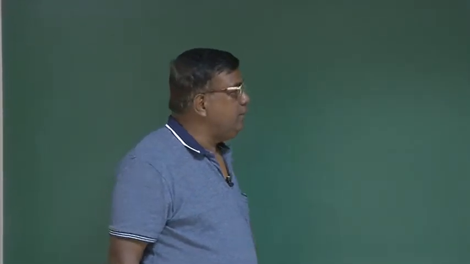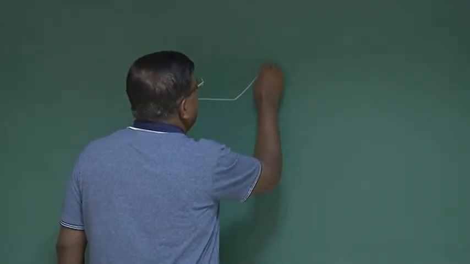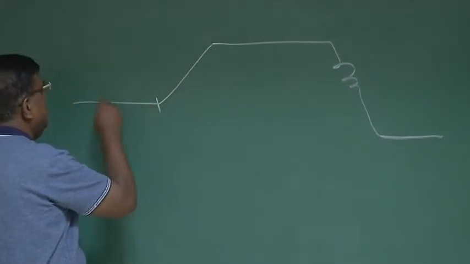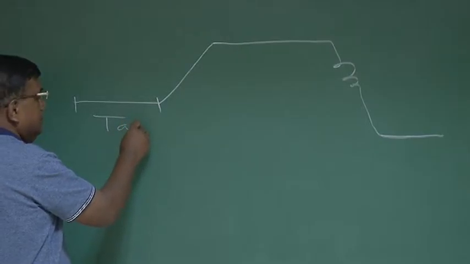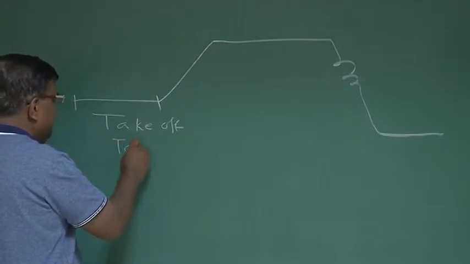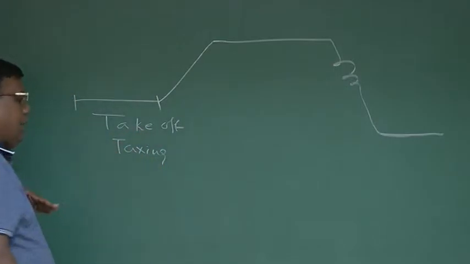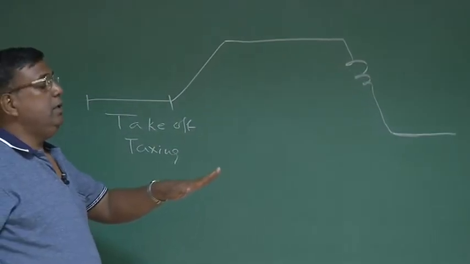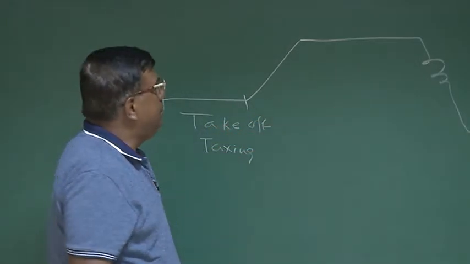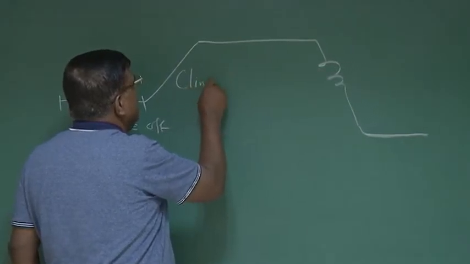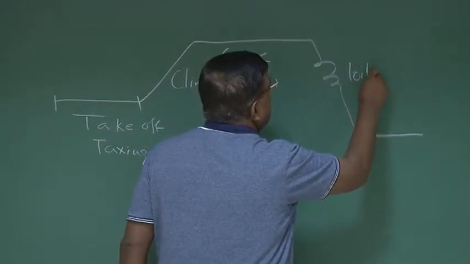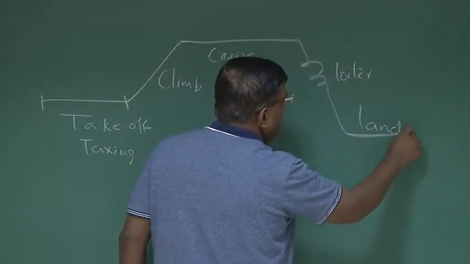When you want to design an aircraft, you know that there are phases. Typically I can draw it like this. Here it is the takeoff and taxiing. In fact, it starts taxiing, then attains a particular speed, then puts the front wheel up, then climbs. So this is the climb phase, and this is the cruise. Then this is loiter and landing. Okay, this all we now know.